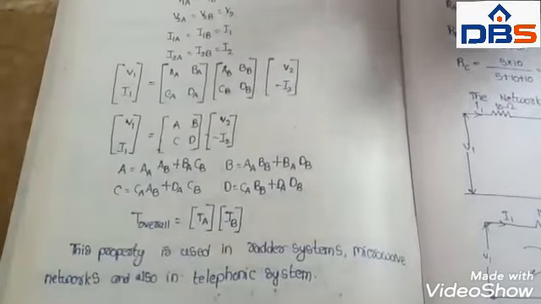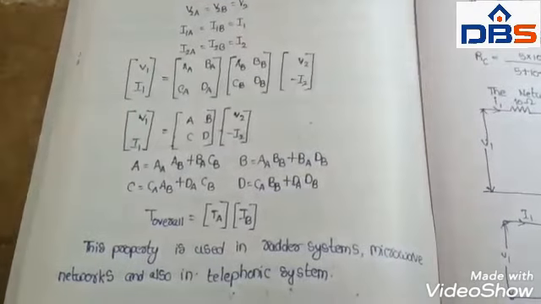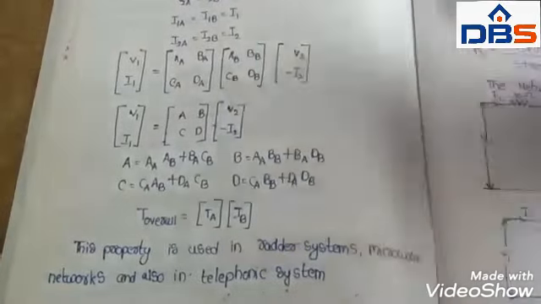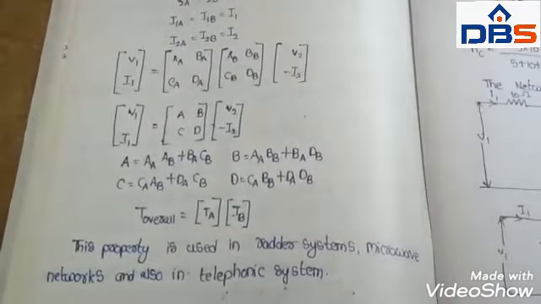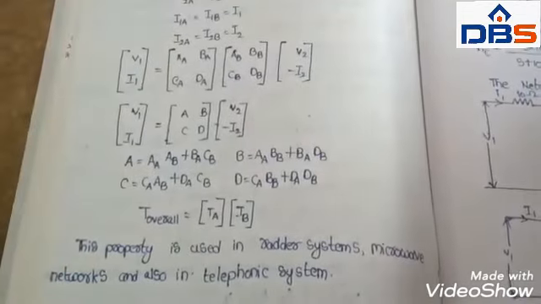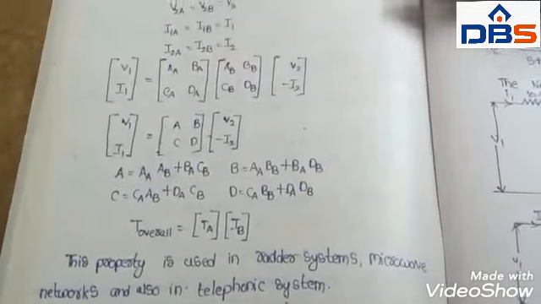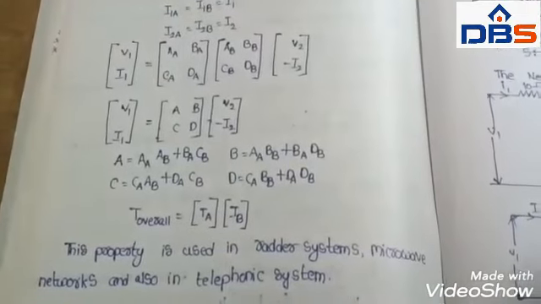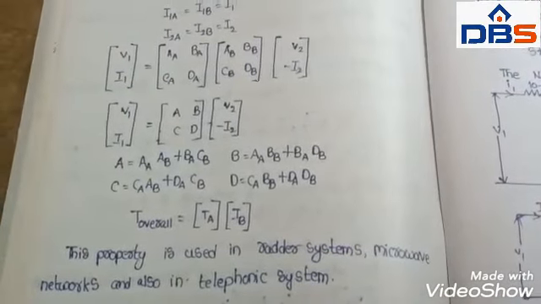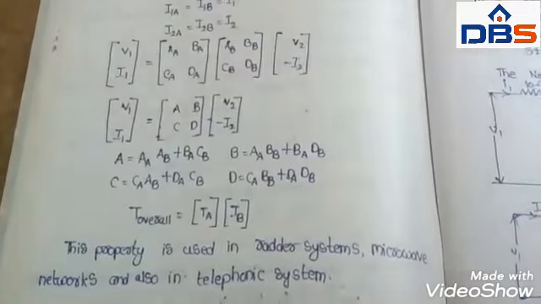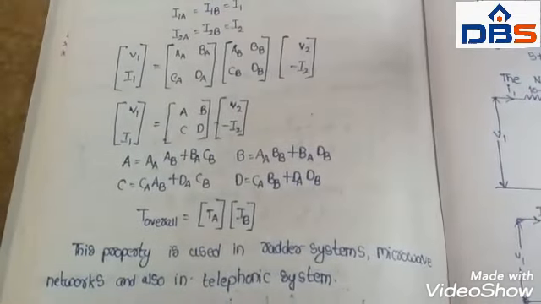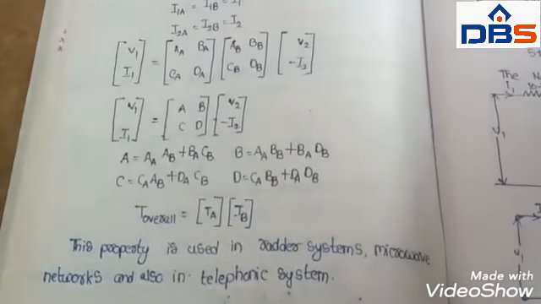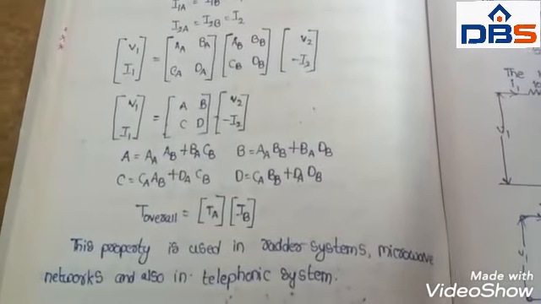For a series connection, go for the Z parameters, find the individual Z parameters for the different networks and add them. Similarly, for a parallel connection, go for the Y parameters, determine the Y parameters for the individual networks and then add those matrices. For a cascade connection, go for the ABCD parameters, find the individual ABCD parameters and then multiply them, and you get the overall transmission parameters for the cascade network.